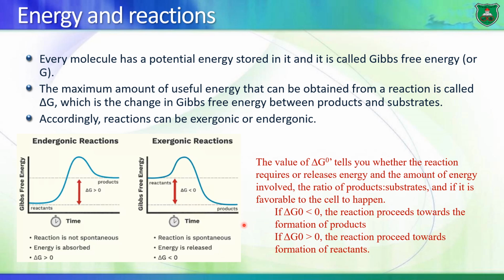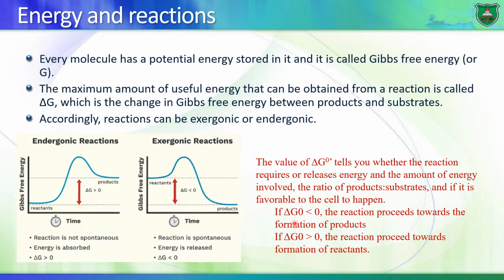Now, the thing here is that the value of delta G naught prime tells us something. It tells us a few things actually. It tells us whether the reaction requires or releases energy. That's one. It tells us the amount of energy involved in that reaction. It tells us what the ratio of products to substrates is. It tells us if it is a favorable reaction to the cells or not.